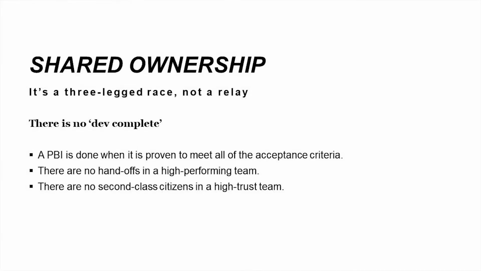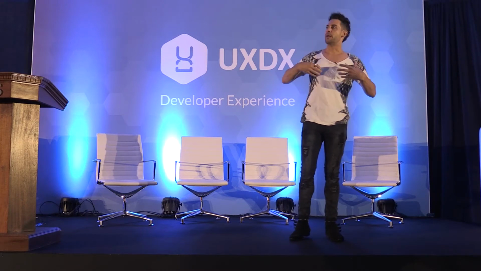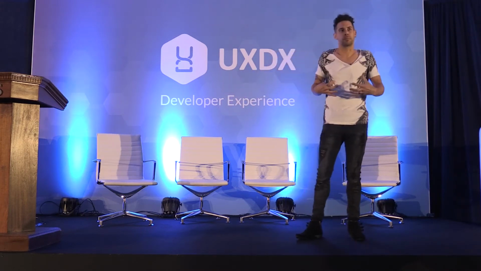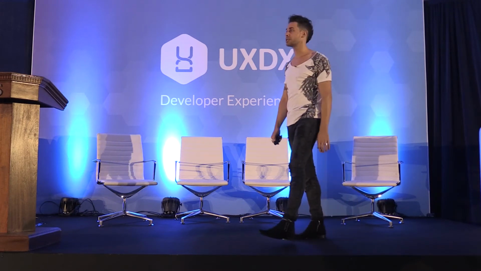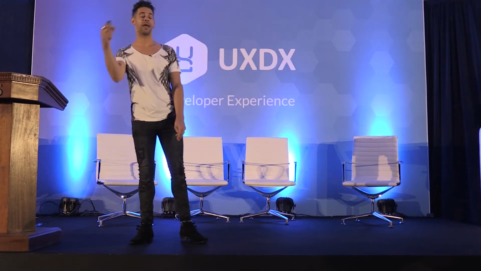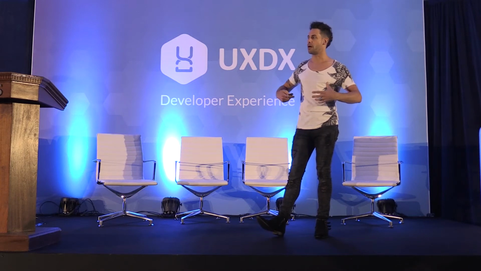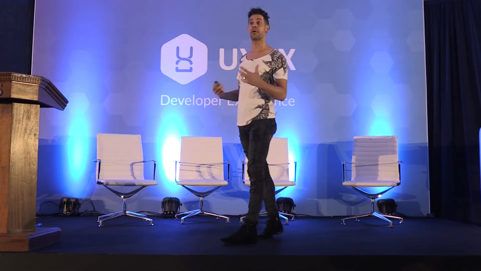There is no dev complete. A PBI is done, or a piece of functionality, a feature, is done when it's proven to meet all of the acceptance criteria, not when someone says, yeah, I've done the code. There are no handoffs in a high-performing team. Every time you hand off, you lose context, you take yourself out of the process of completing that feature. And there are no second-class citizens in a high-trust team. In a high-trust team, everyone is trusted to deliver high-quality software, or whatever it might be, and everyone should feel that they are empowered to do that and be proud of it.